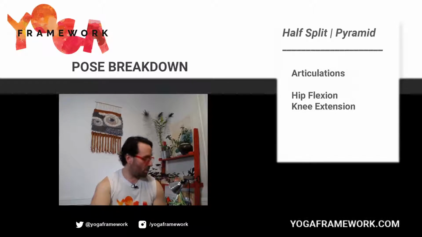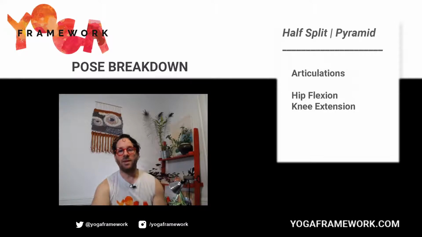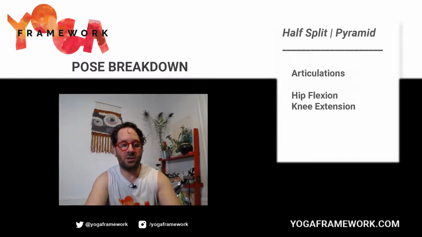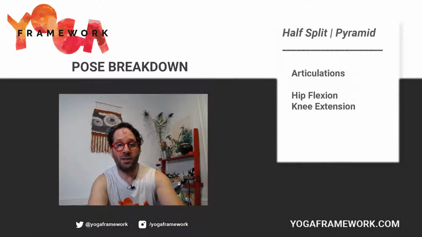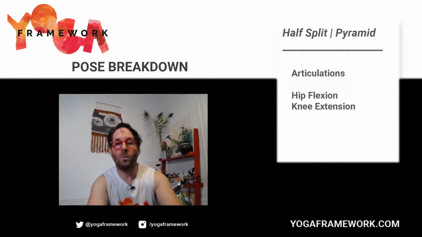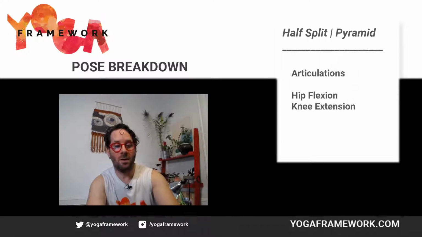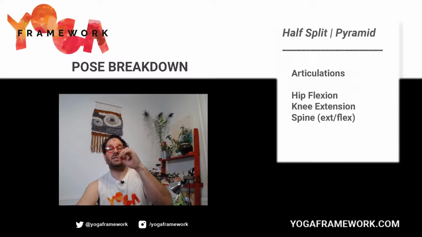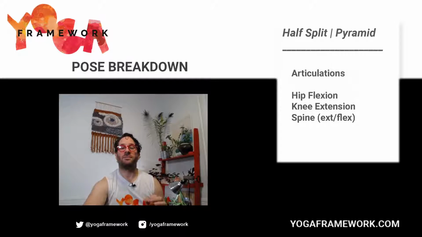All right, there is one more articulation, and this kind of ties into what I just said. It's in the spine. It's extension and flexion. So what happens is in your spine, like I said, in the split, you can come up and extend. And even in pyramid, right, you can extend your spine. And then you can also flex.